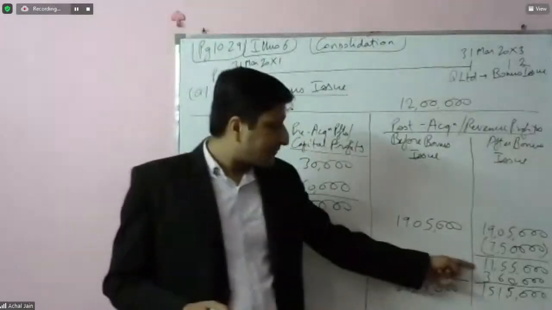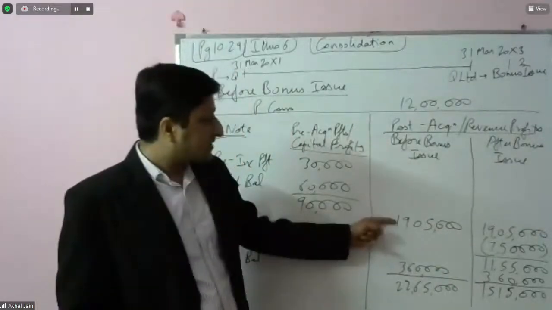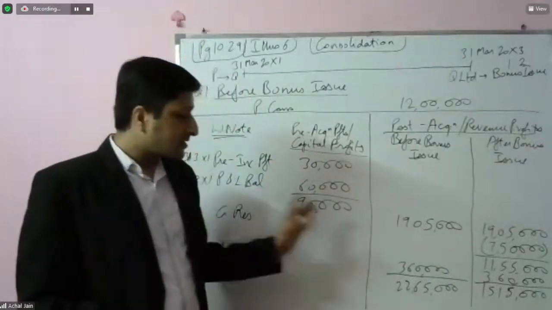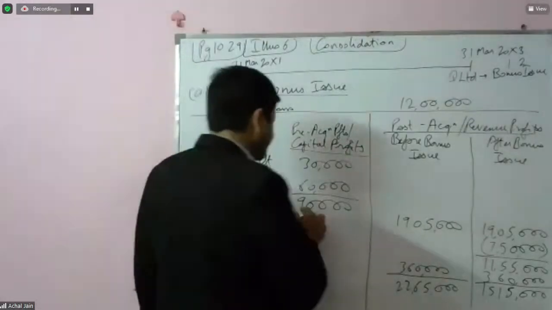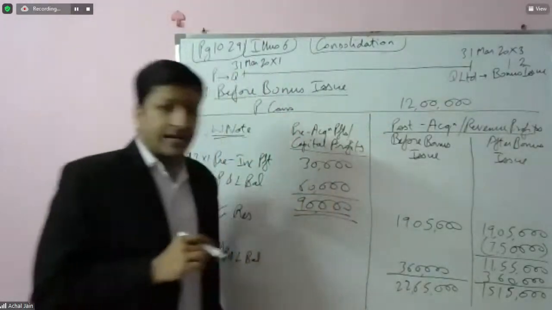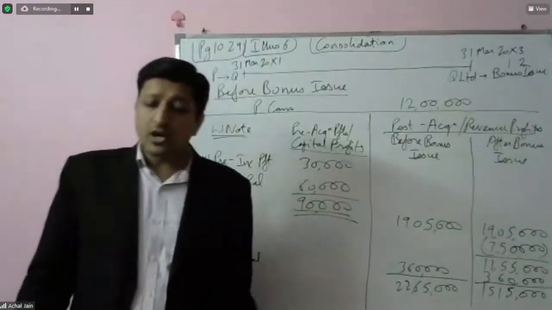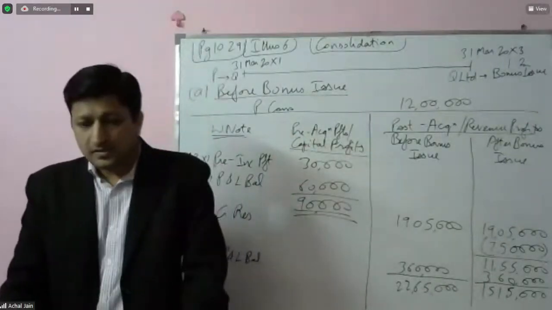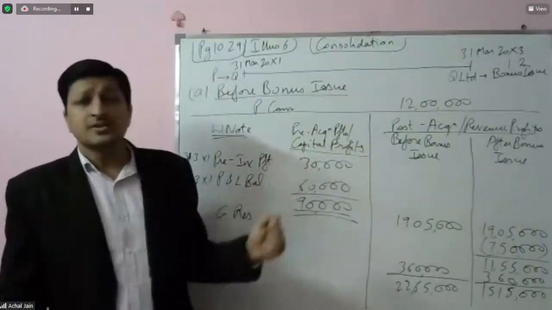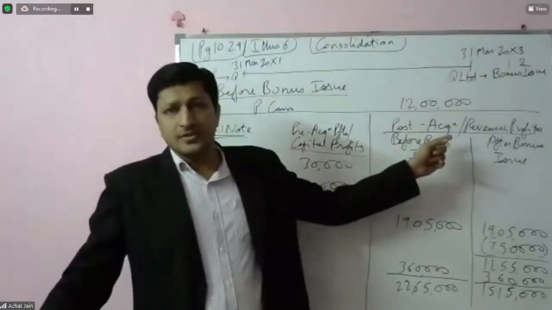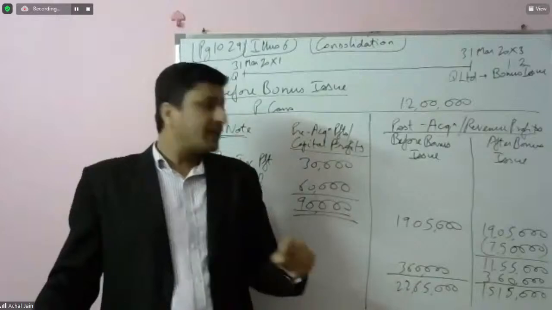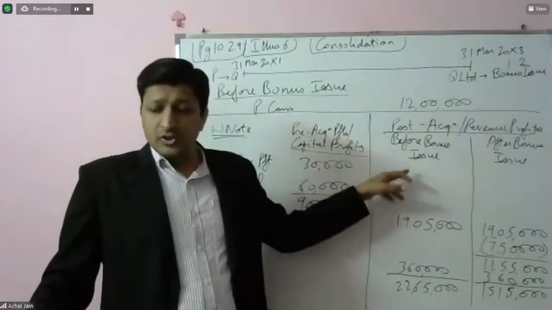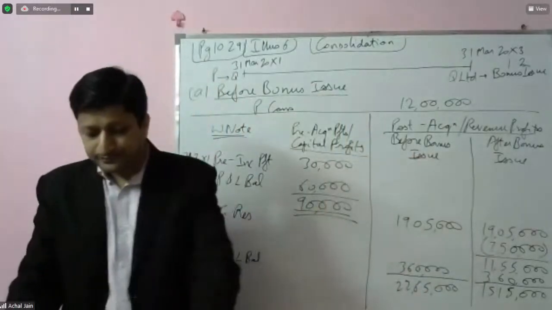Okay, that means 1155 plus 360, and this is 19,05,000 plus 360. So that is how the reserves stand. And this is 90,000. So now we have computed the reserves, pre-acquisition and post-acquisition. Post-acquisition reserves have been further bifurcated into before bonus issue and after bonus issue.